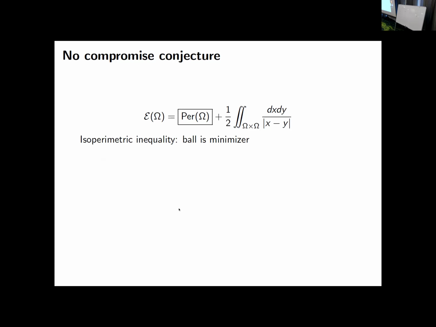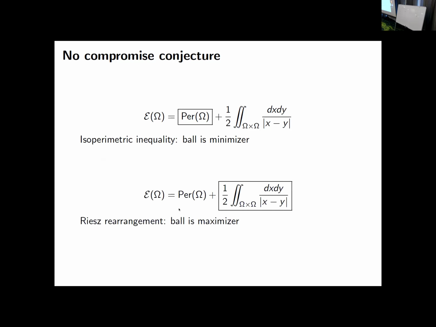On the other hand, the Coulomb term is actually maximized at the ball, right? That's the Riesz rearrangement inequality. And so if you think about minimizing the Coulomb energy, the minimum is 0. You should just take little chunks and send them off very far apart, and then there are no interaction terms. So what the no compromise conjecture is conjecturing is that the isoperimetric inequality wins. There's no compromise between the two inequalities. The isoperimetric inequality wins until the Coulomb term wins. Right?